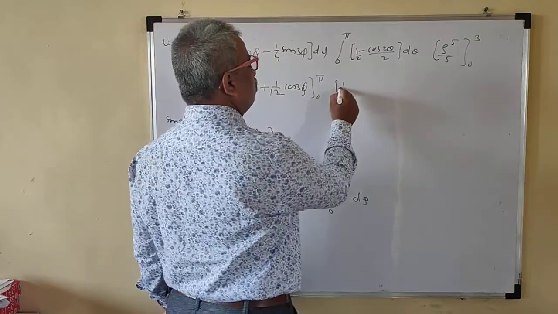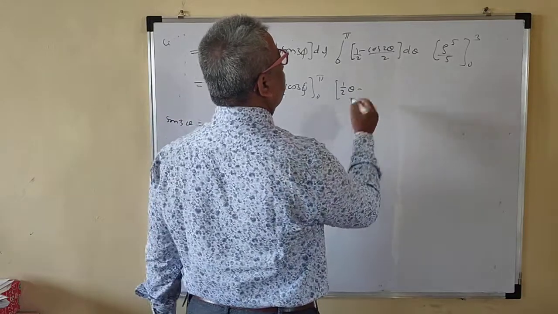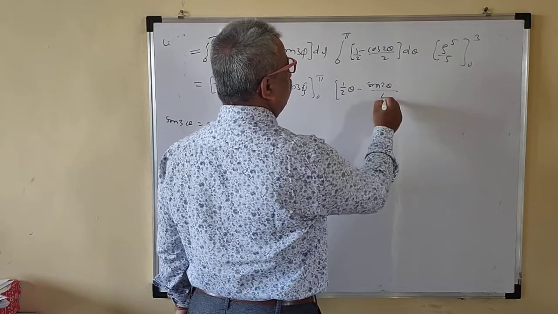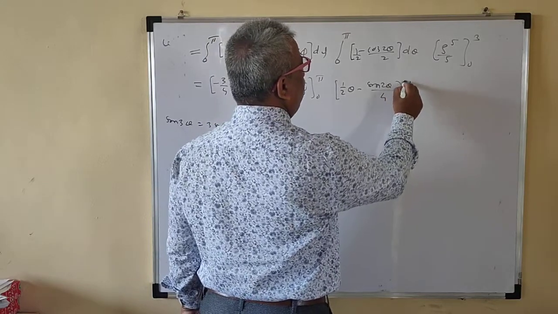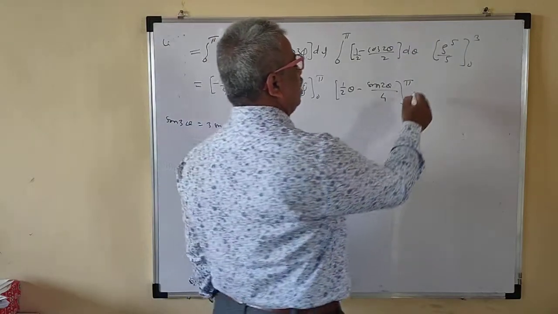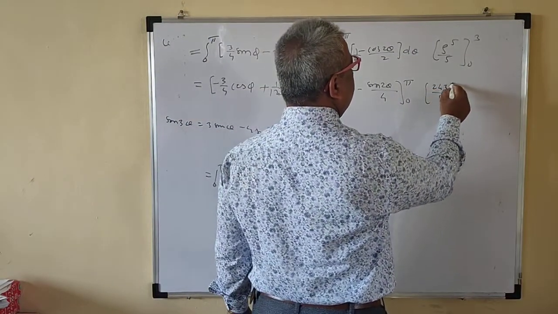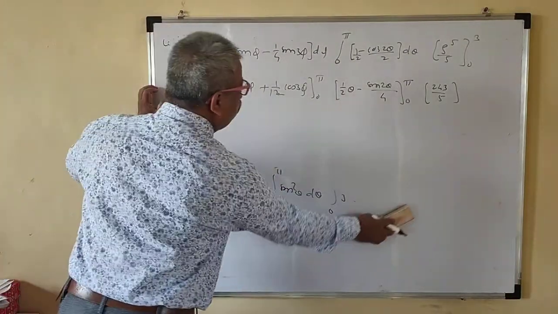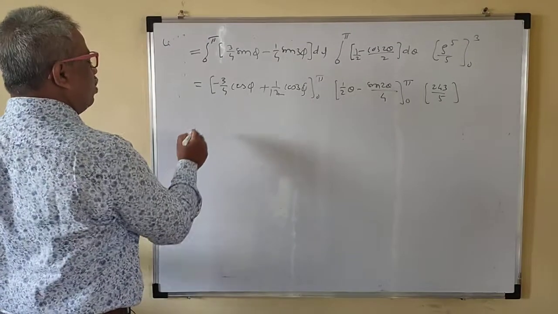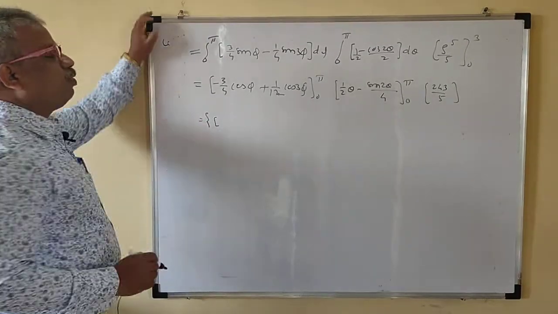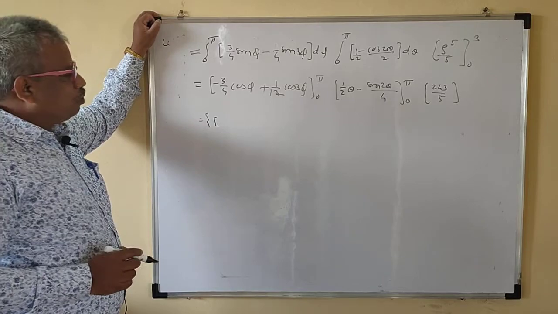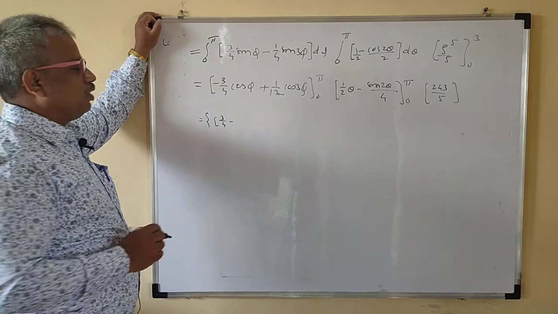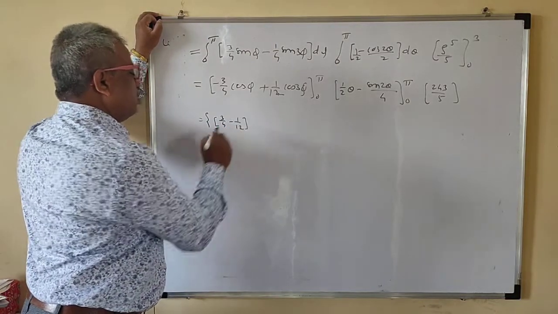Then this is 1 by 2 theta minus the integration of cos, which is sin 2 theta upon 4, 0 to pi. Then 243 upon 5. Now we'll put the values. First we'll put the value of pi. Cos pi is minus 1, so this becomes plus 3 by 4, and this is minus 1 by 12.